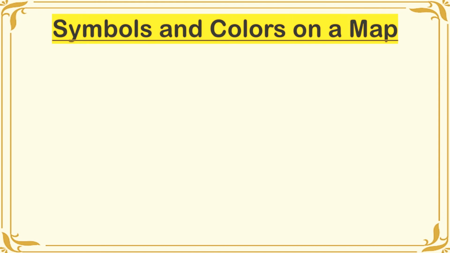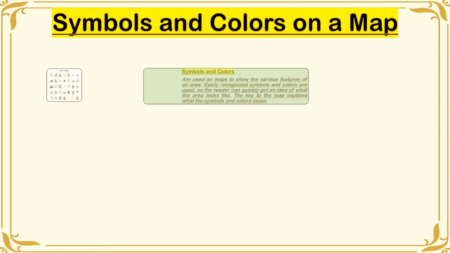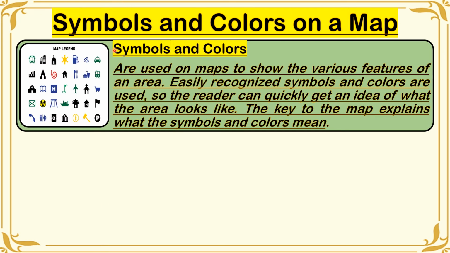Now class, let us discuss about the symbols and colors on a map. Symbols and colors are used on maps to show the various features of an area. Easily recognized symbols and colors are used, so the reader can quickly get an idea of what the area looks like. The key to the map explains what the symbols and colors mean. So this is an example of a legend. As you can see, these are compilation of different symbols used in map.